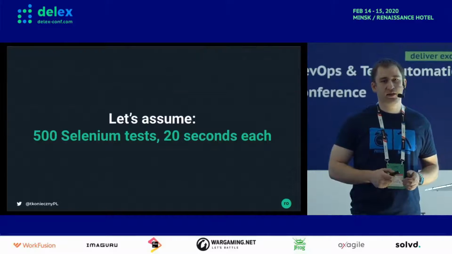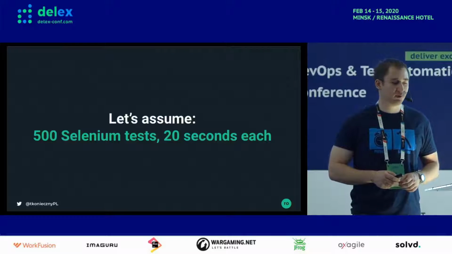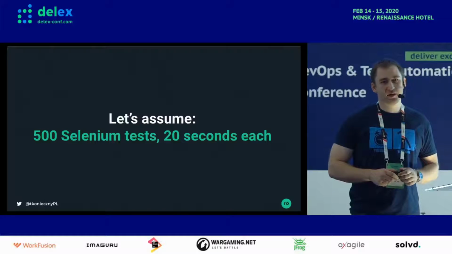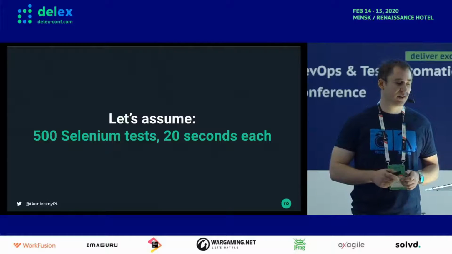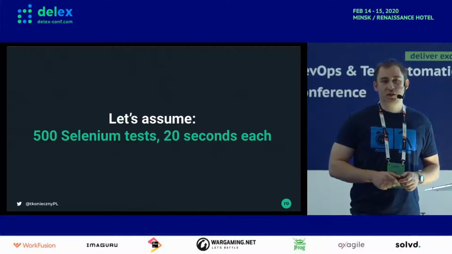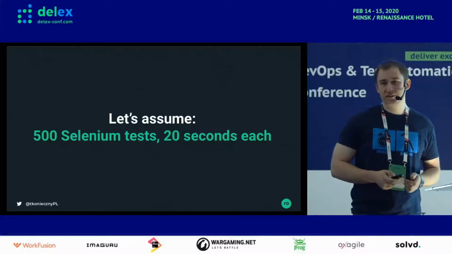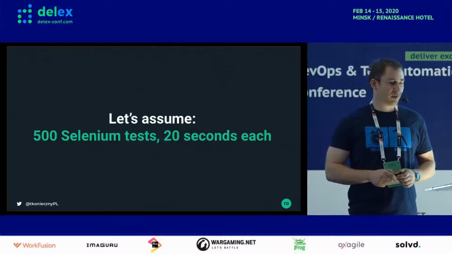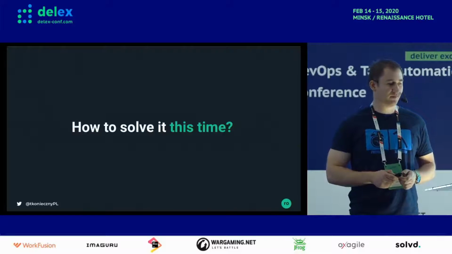Tests aren't fast anymore. I will show you an example here because it's better to show it based on specific cases. So let's assume we have 500 Selenium tests. Each of them lasts 20 seconds. So we need almost 3 hours to execute this whole set. And it's already automated. We can't speed it up easily. What can we do in this case? How to solve this specific problem?